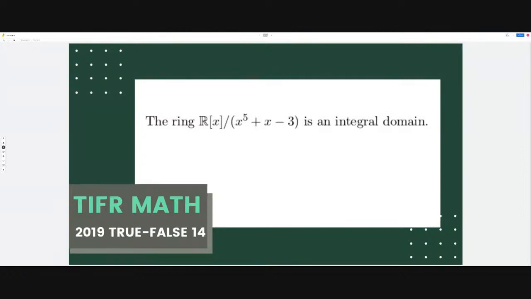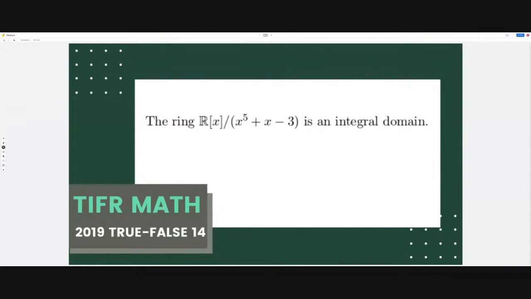Today we will be solving another problem from TIFR 2019. This question tackles the understanding of principal ideal domains. For people who do not know what a principal ideal domain is, it's practically an integral domain where every ideal is generated by a single element.